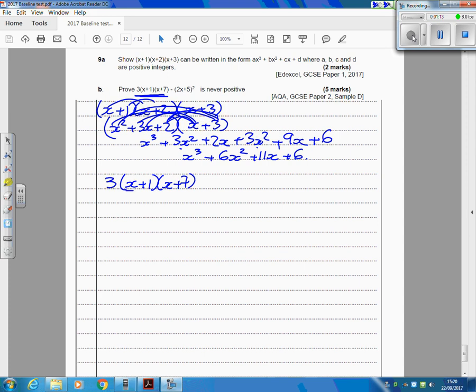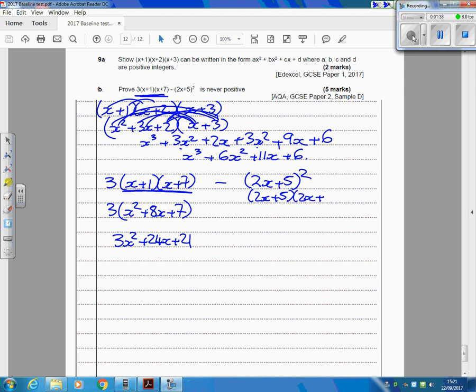The most successful people multiplied this out first to get x squared add 8x add 7. And then they times it by 3. So they've got 3x squared add 24x add 21. But you've also got to work out what 2x plus 5 all squared is. So that's 2x plus 5 times by 2x plus 5.